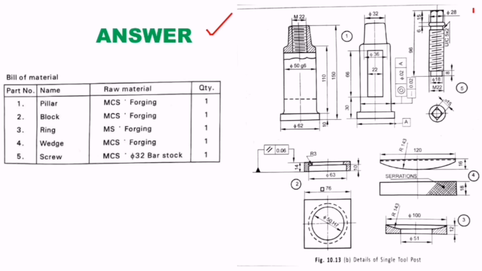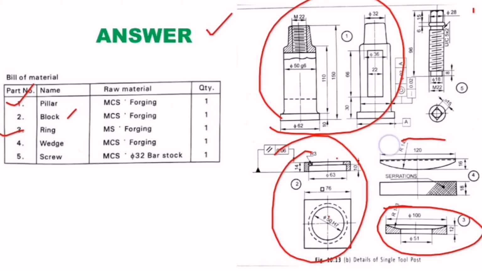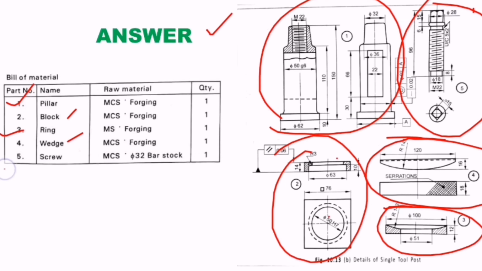The answer for the given question is drawing the individual or component parts. So this is the first part, its name is pillar. This is the second part, given like front view and top view, that is block. This is the third part, its name is ring. This is the fourth part, its name is wedge. This is the fifth part, its name is screw.